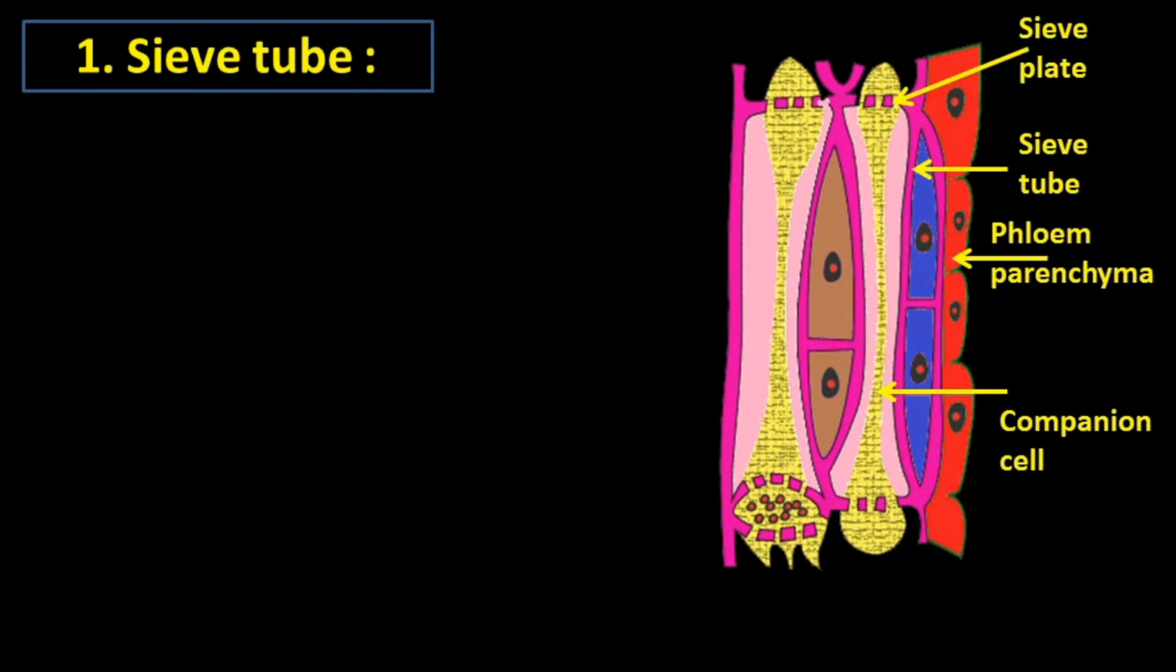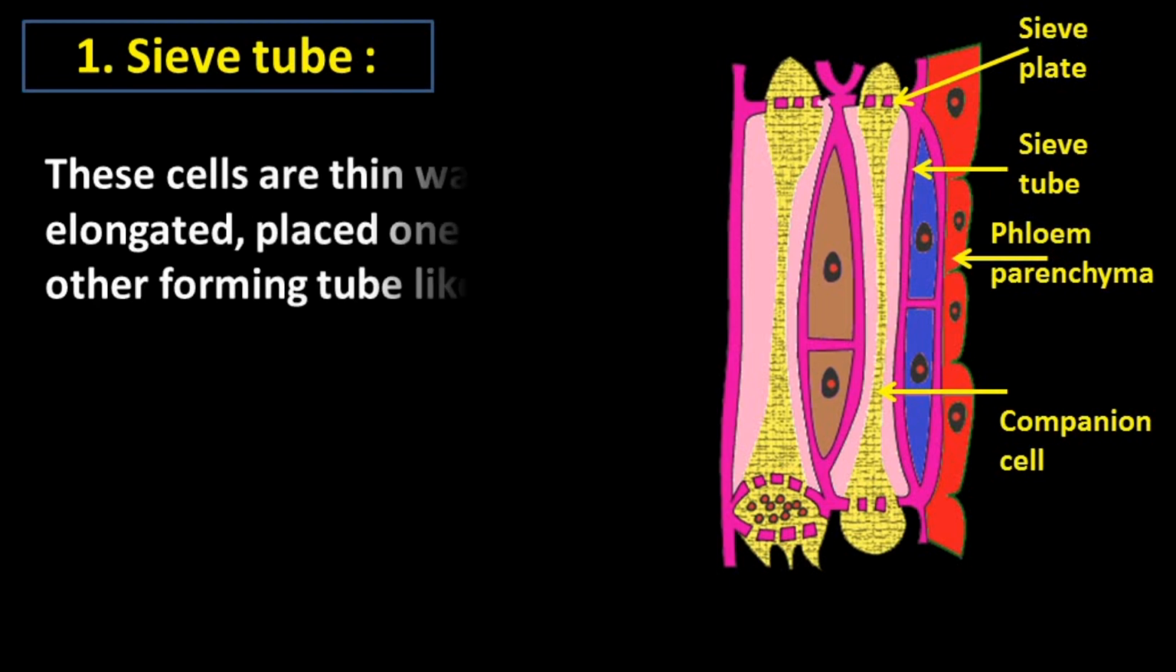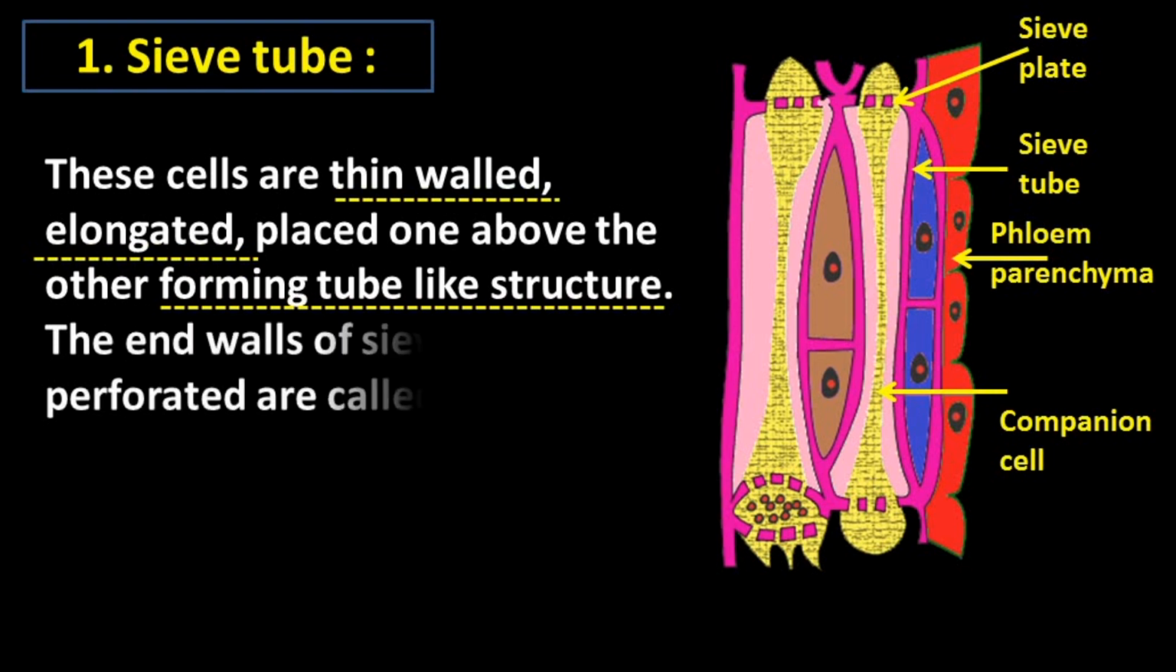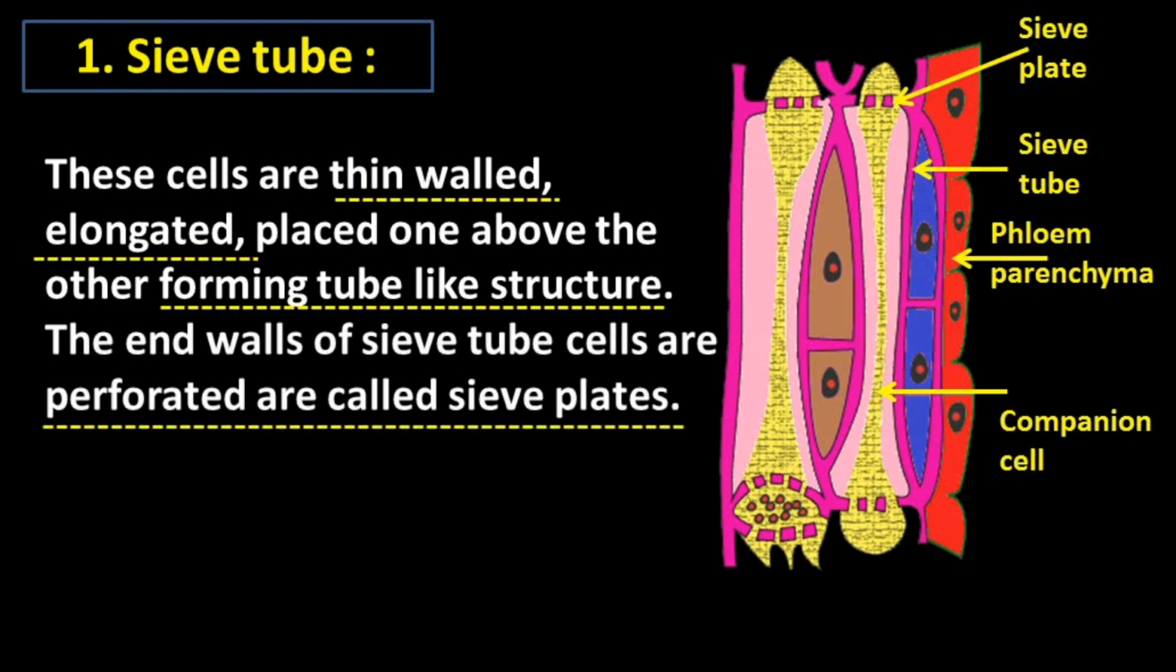First, sieve tube. See this diagram? This is the structure of sieve tube, phloem parenchyma, companion cells. These cells are thin-walled, elongated, and placed one above the other, so they form tube-like structure. Thin-walled, elongated, and they place one above the other, जिसकी वजह से tube-like structure बनता है. This tube-like structure help for the conduction of food material. The end wall of the sieve tube cells are perforated, are called sieve plates.